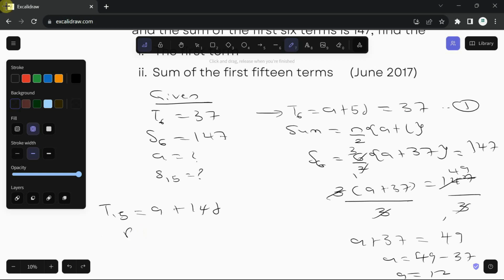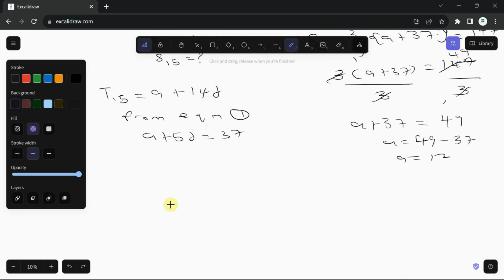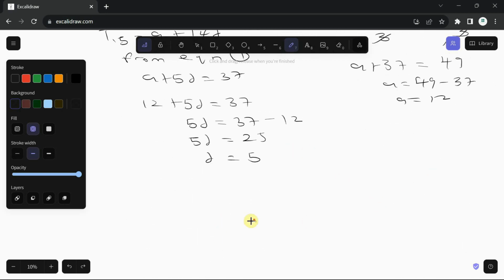I could say from equation 1, which is a + 5d = 37, our a is equal to 12, so that will be 12 + 5d = 37. So 5d will be equal to 37 - 12, which is 25. So our d will be equal to 5, dividing both sides by 5. So we know our a to be 12 and our d to be 5. If you want to find the sum of the first 15, remember we have two formulas.